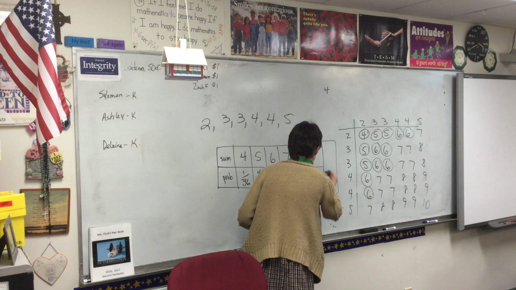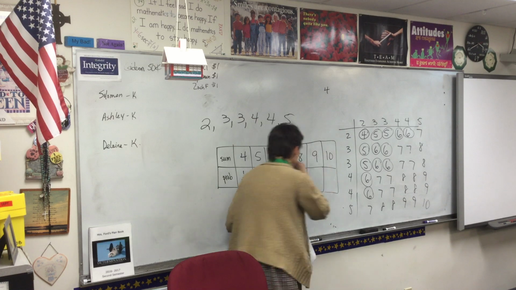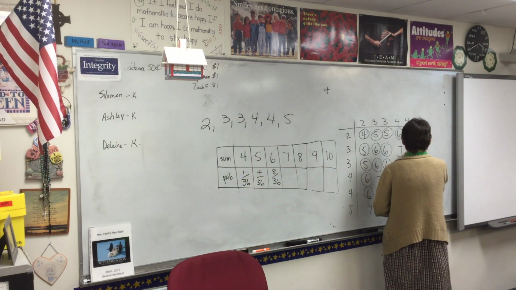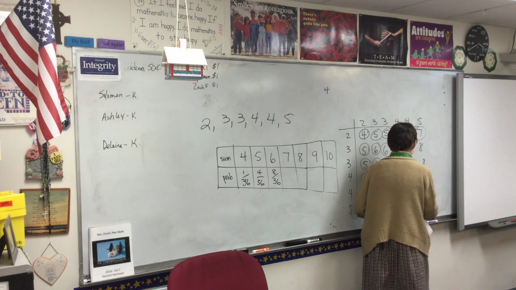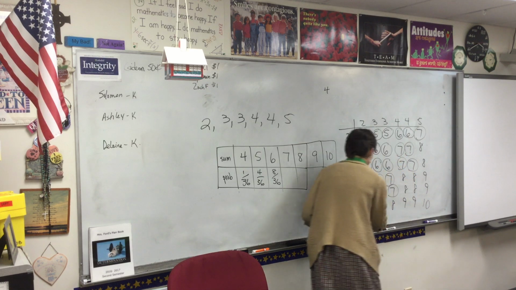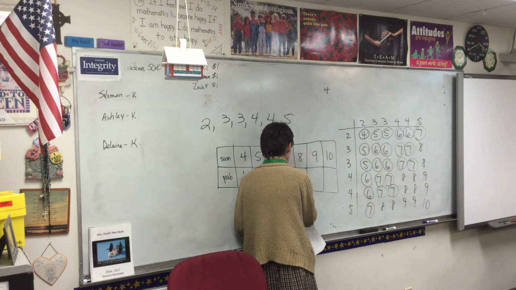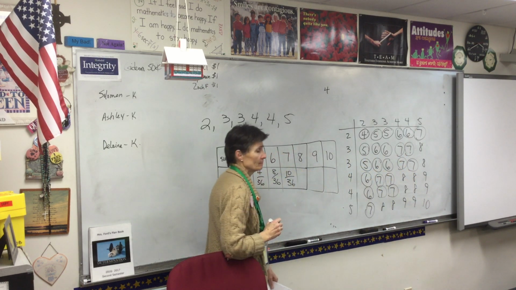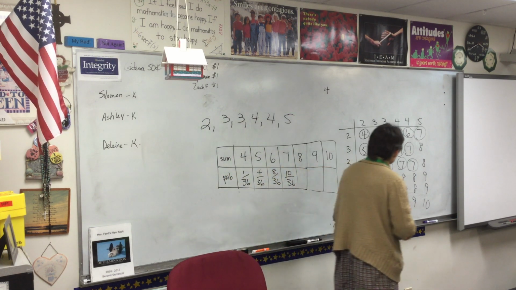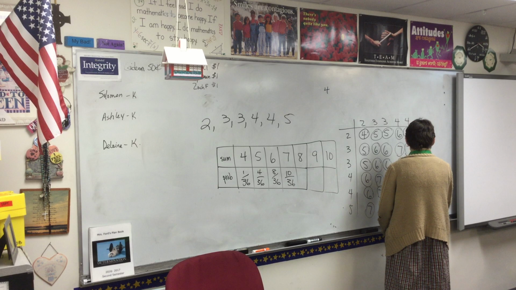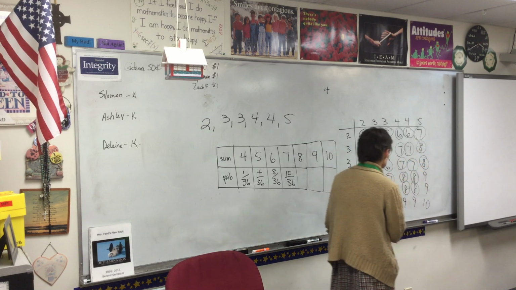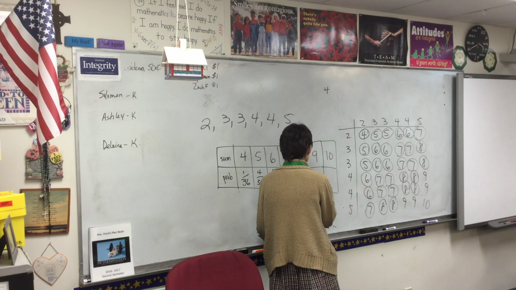Need to make my chart a little bit bigger because I'm already at 10. All right, how many 7s? 1, 2, 3, 4, 5, 6, 7, 8, 9, 10. So there's 10 of those, so that's 10/36. Right. Is there a pattern here? How many 8s? 1, 2, 3, 4, 5, 6, 7, 8. Okay. So 8/36.